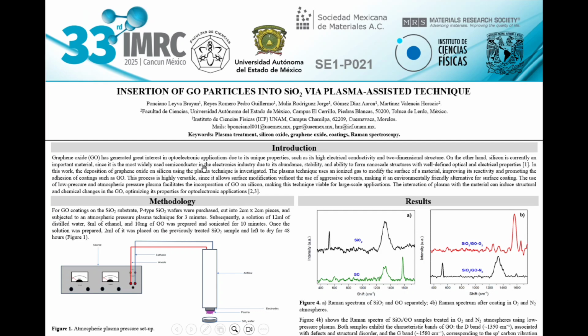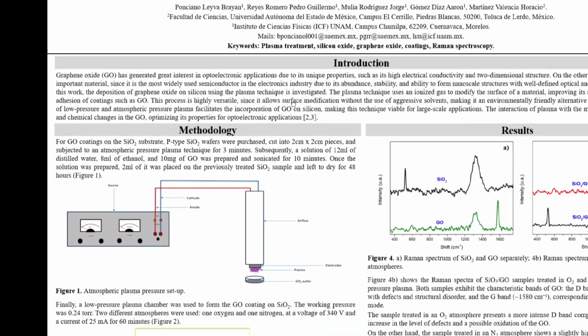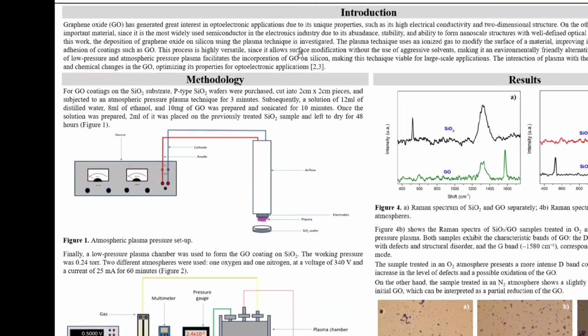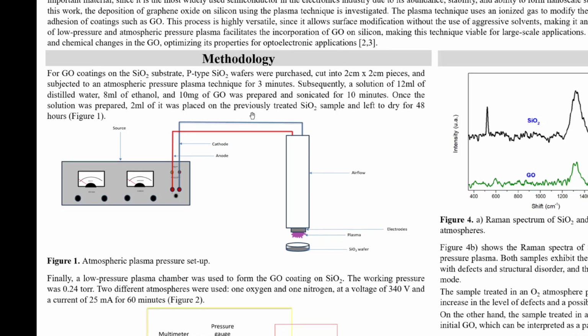The substrate we use is silicon oxide due to its stability, abundance, and widespread use in the semiconductor industry. In fact, silicon is the most widely used material for semiconductor applications, such as solar cells, microchips, and more. To perform the GO deposition, we use plasma techniques, which allow us to modify the silicon oxide surface without using aggressive solvents, thus promoting coating adhesion.